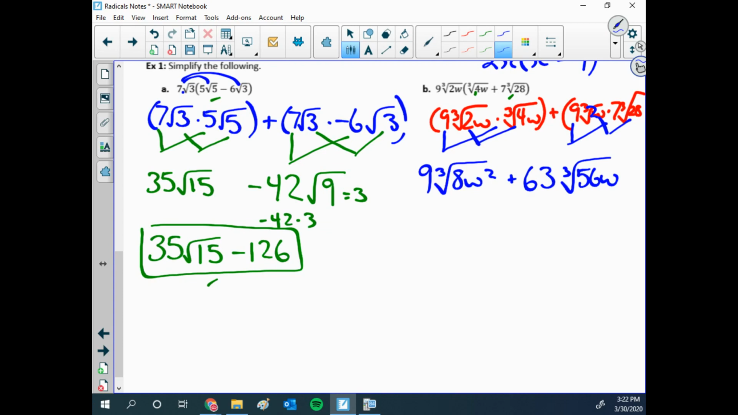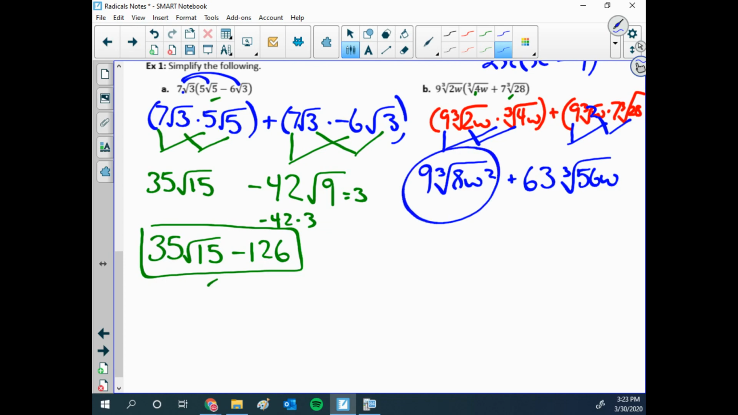Once I have that, again, my step that I need to do is I can't leave it there. I need to simplify that radical as much as possible. So looking at each term individually, I can't add these, right, because I don't have the same radicand here. So I need to see if I can simplify each of these individually.